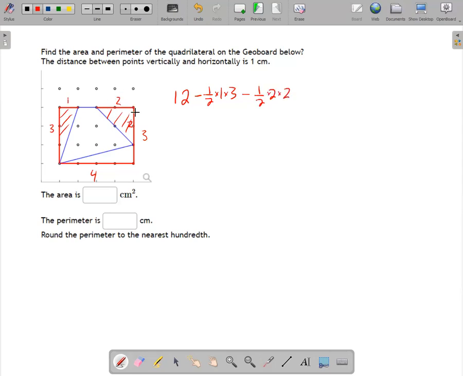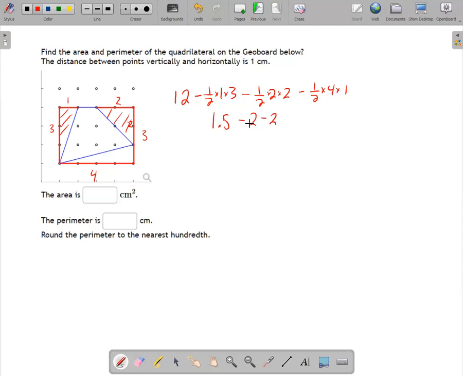We'll say that's the base and that's the height. And the bottom here, we could say a base of 4 and a height of 1. So take away 1/2 of 4 by 1. So let's see, 1/2 of 3 is 1.5. And then 1/2 of 4 is a 2. Another 1/2 of 4 is another 2.